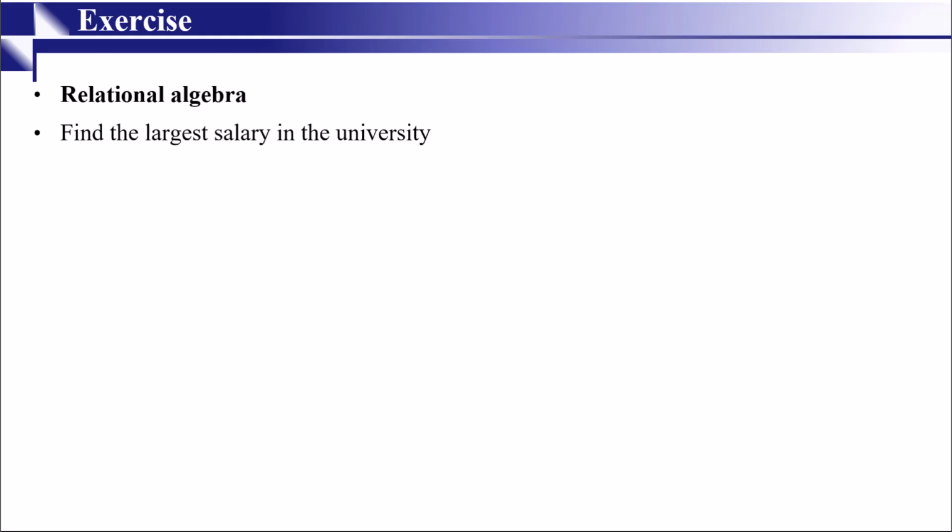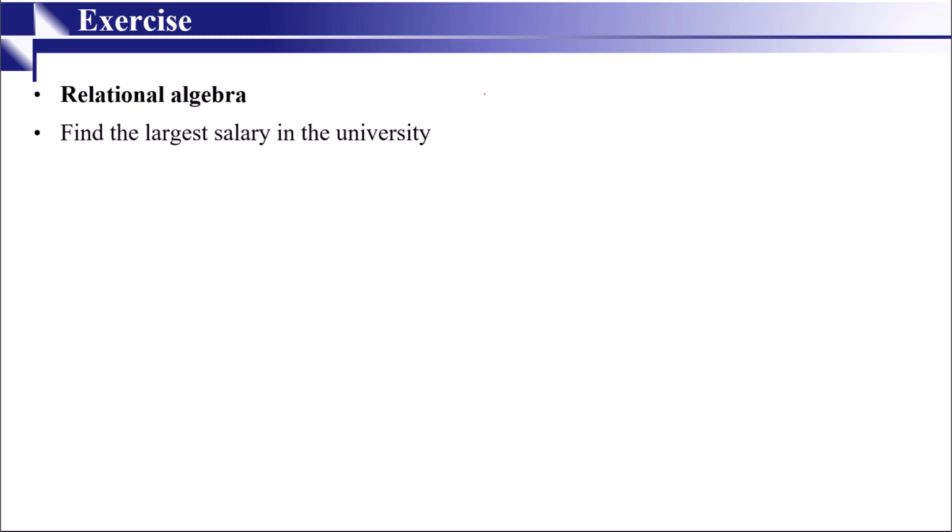Find the largest salary in the university. For this one, I can just reduce the tables and compare with less than, right? It means first I will check every salary with the next salary, and if it is less than that one, I will take it out.